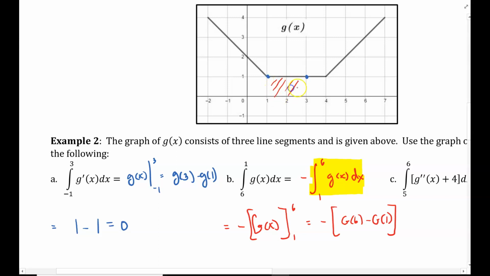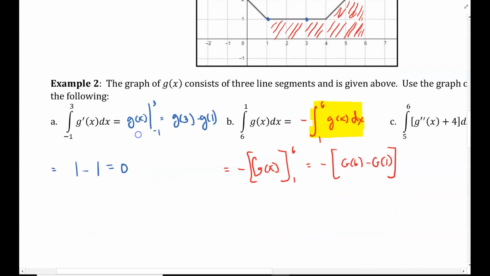Here we have 1, 2, 3, 4, 5. Got another one here, 6. And that area is going to make up 7. Okay, so I'm just counting those geometric regions, and that was fairly straightforward. So I do have that negative on the outside, so it is negative 7.